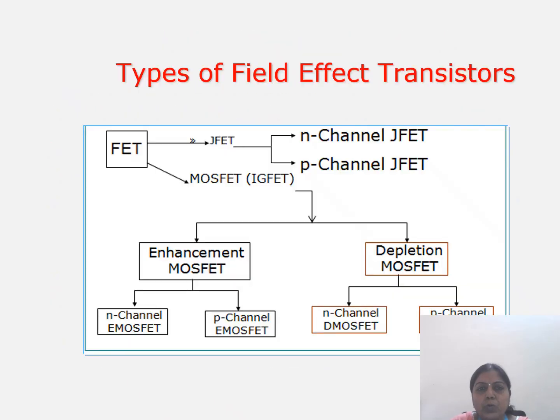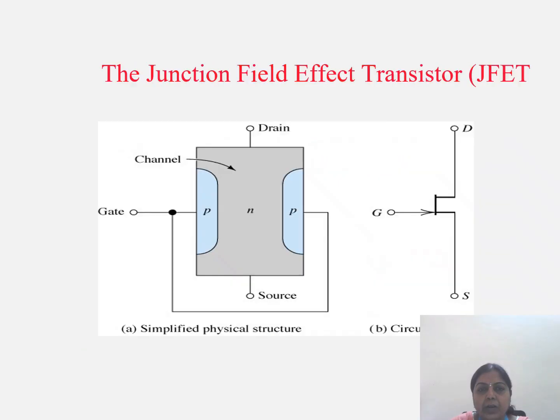This slide shows the types of field effect transistor. These are the classifications. One is the junction field effect transistor, which can further be classified into N channel and P channel. Another is the metal oxide field effect transistor, which can further be classified into depletion MOSFET and enhancement MOSFET. Again, they can be further classified into N channel and P channel. So this is the construction of a field effect transistor.